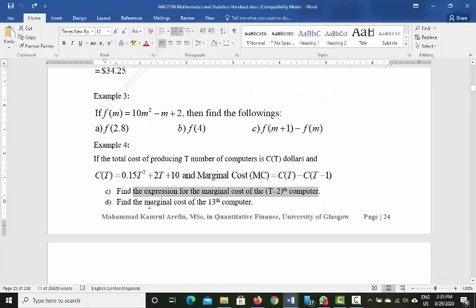So the next question is asking, find the marginal cost of the 13th computer. That means C13 minus C12. And then you can find out the marginal cost of the 13th computer.